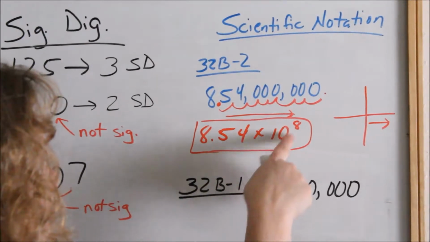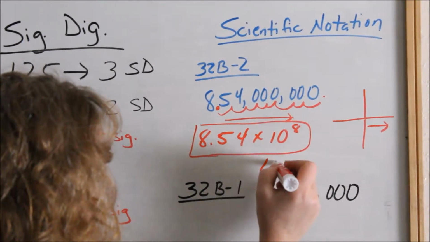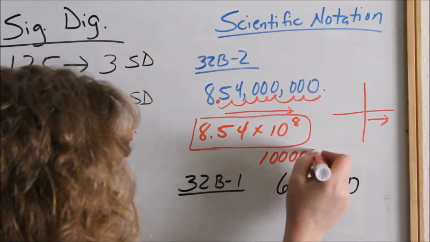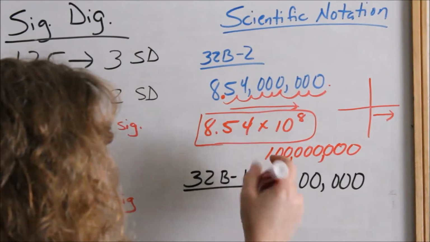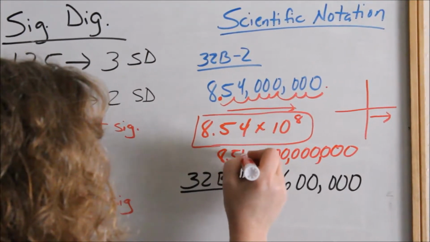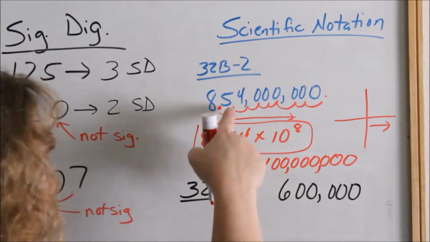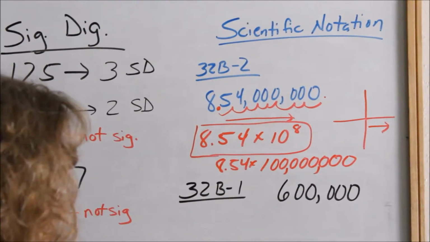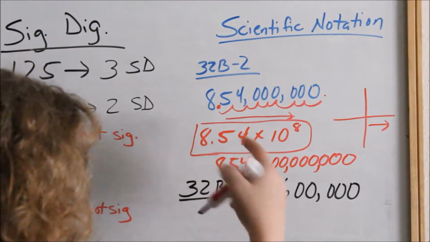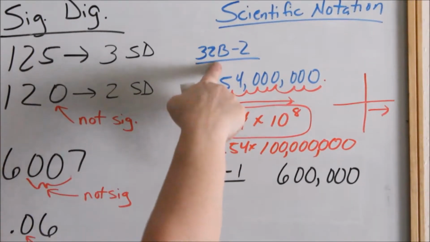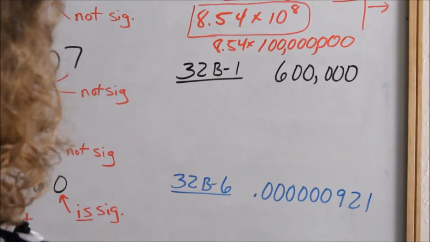If you did 10 to the 8, that would be like a 1 with 8 zeros. 1, 2, 3, 4, 5, 6, 7, 8. That number is 100 million. So if you took 8.54 times 100 million, you would get 854 million. This is just a shorter way to write longer numbers. Okay, by the way, that was 32B number 2. Now let's look at 32B number 1.